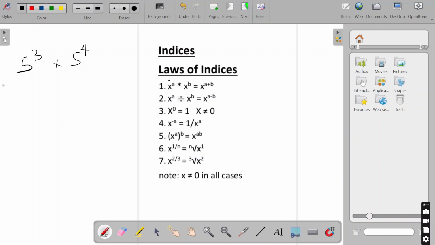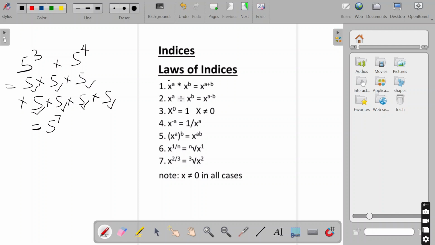So this literally means 5 raised to power 3 means 5 three times: 5 times 5 times 5. Then multiplied by 5 in 4 places: 5 times 5 times 5 times 5. So how many times does 5 appear? We can see here that 5 appears 1, 2, 3, 4, 5, 6, 7. That's 5 raised to power 7.